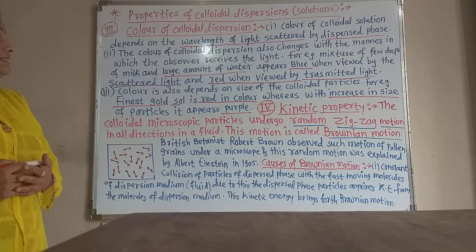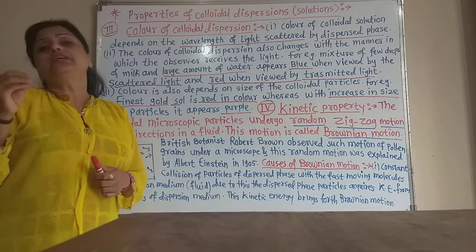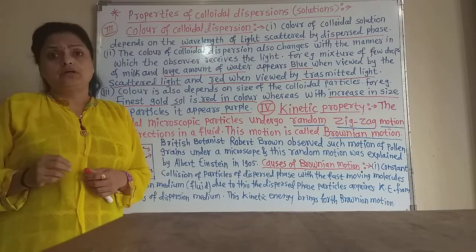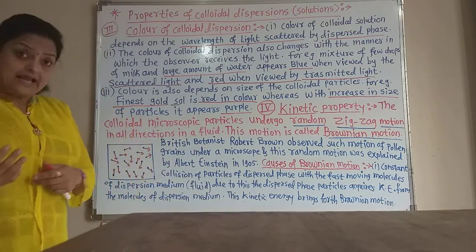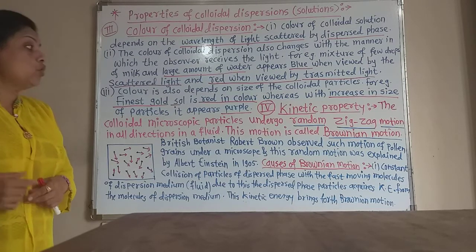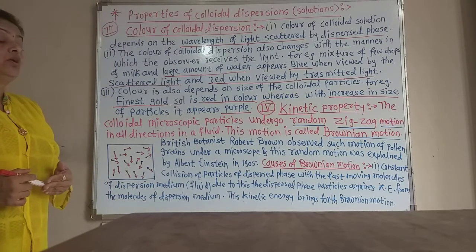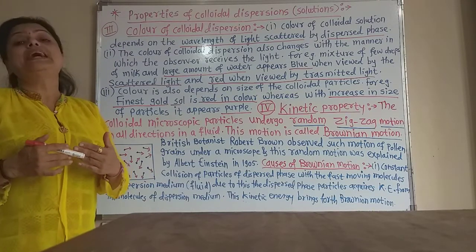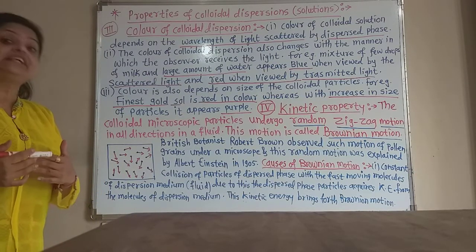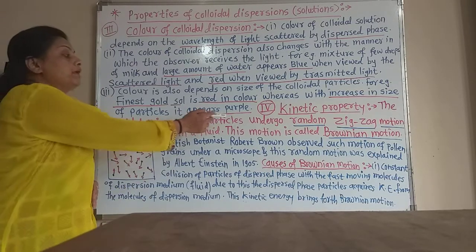particle. For example, finest gold sol, that is the gold sol in which the particles are very fine or very microscopic, ultramicroscopic. The color of that gold sol in which there are the finest particles of gold appears red in color, whereas with an increase in the size of those dispersed phase particles, if there is an increase in the size of the gold particle, that gold sol appears purple in color.